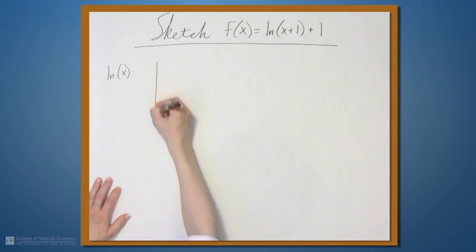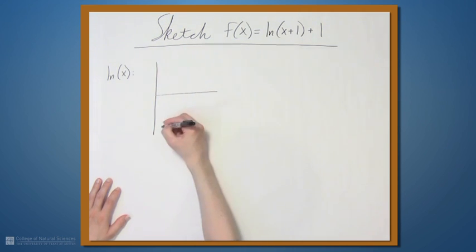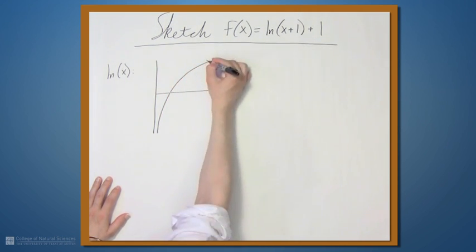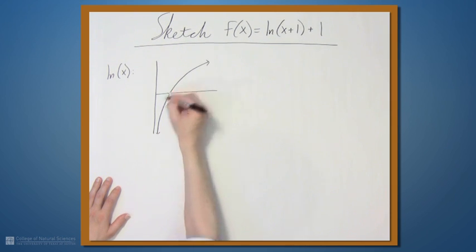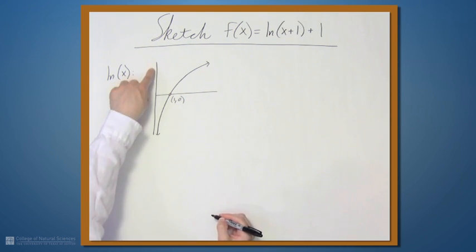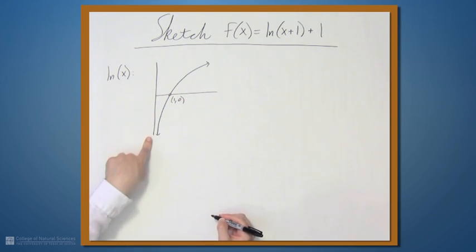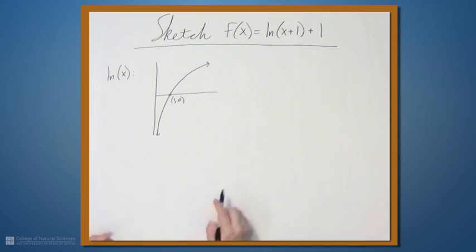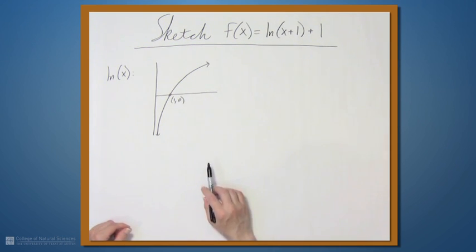So this, I hope, is familiar, looks like this, right? Crosses the x-axis at x equals 1 and has a vertical asymptote along the y-axis. So now we have these two plus 1's to deal with.